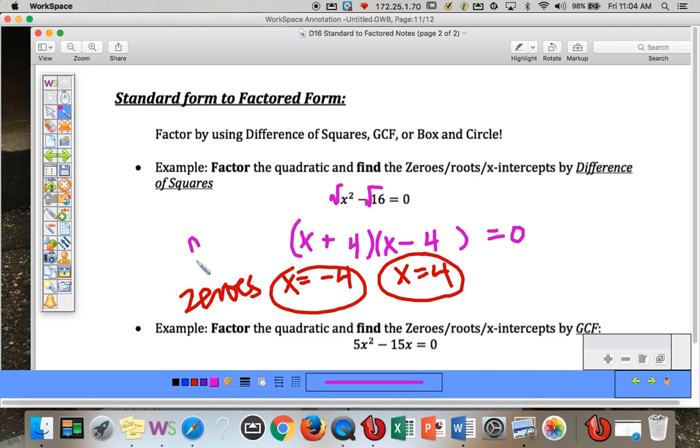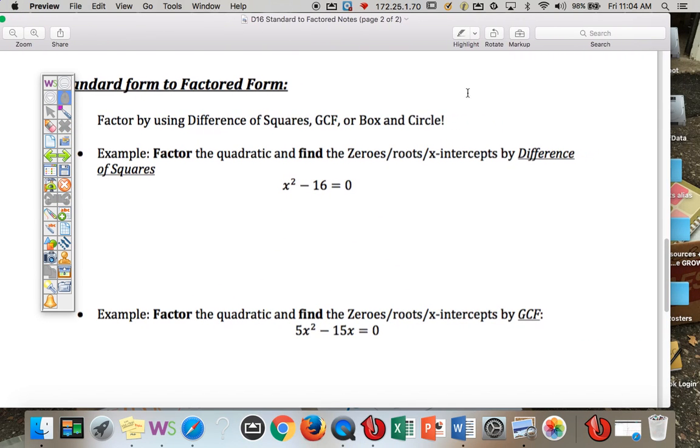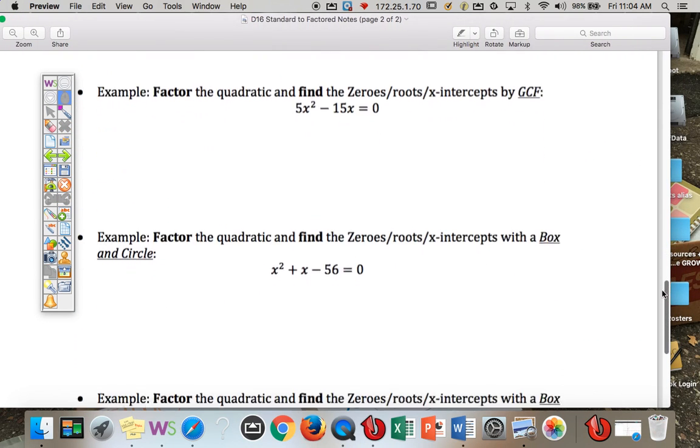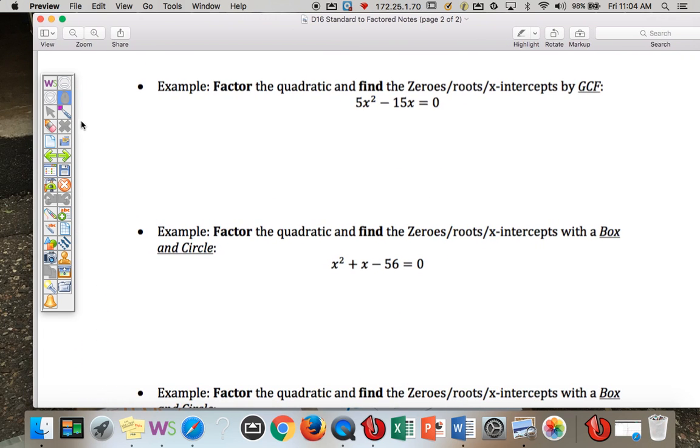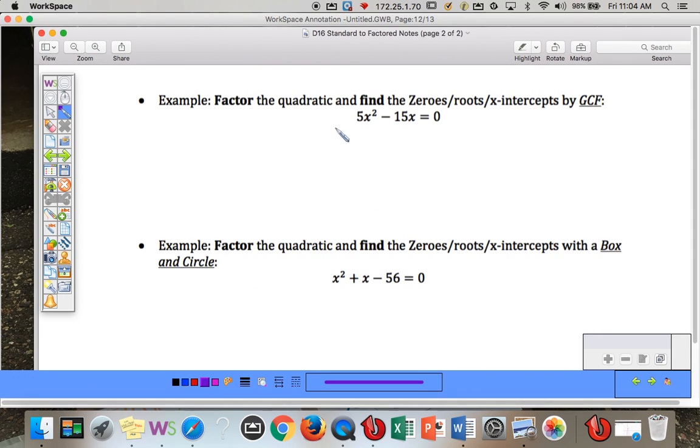And then this other part here, these are called the factors. So this is factored form. Let's do another one. Factor the quadratic and find the zeros by greatest common factor. This is where you ask what's the biggest number you can pull out of each one. And here, they both have a 5 and an x that we could pull out.